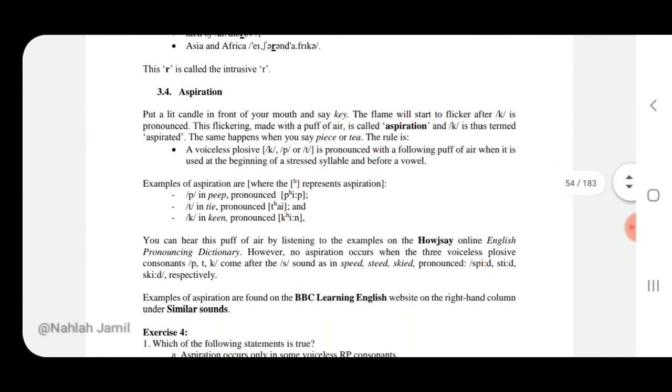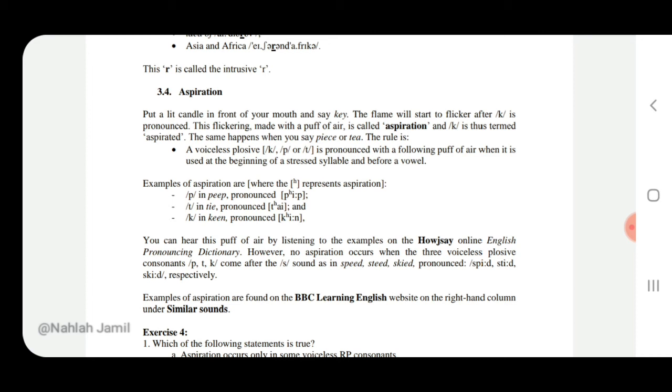Next up, we are going to see aspiration. Okay, so aspiration is something very simple. It says that if we keep a candle in front of our mouth and we pronounce some sounds, like here the sounds are k, p, and t. When the sounds k, p, and t are pronounced in the beginning, it comes out with a little puff of air. So this puff of air is aspiration. This is what we say, it's aspirated, okay?